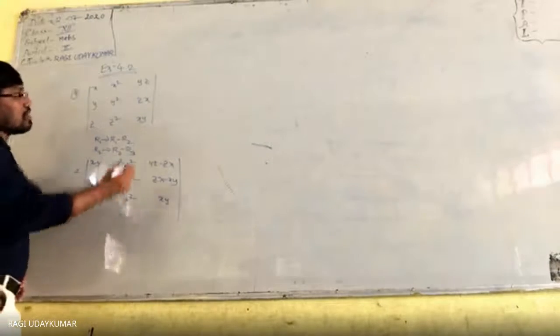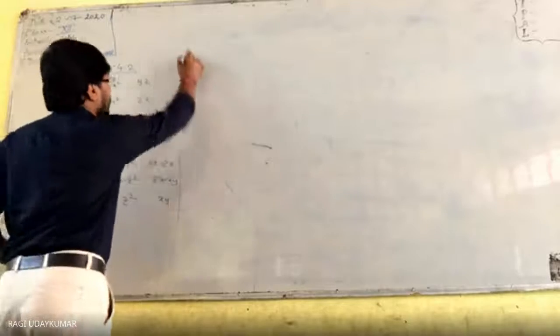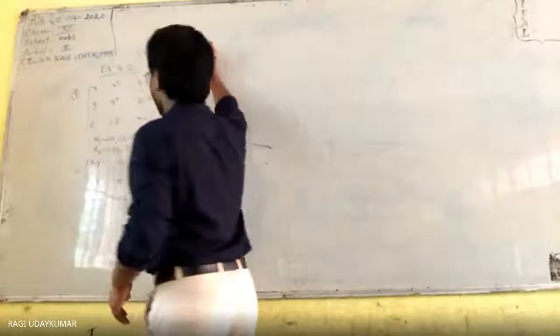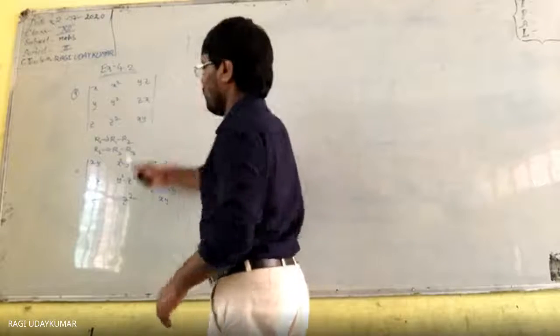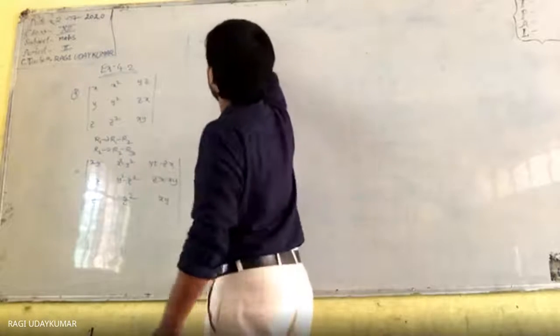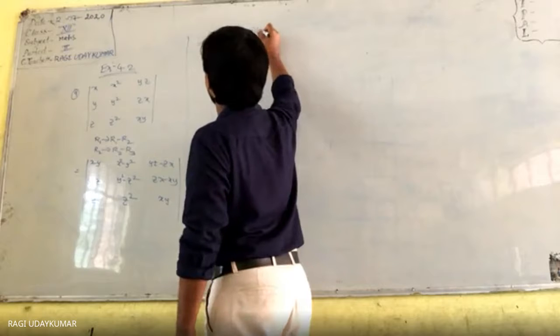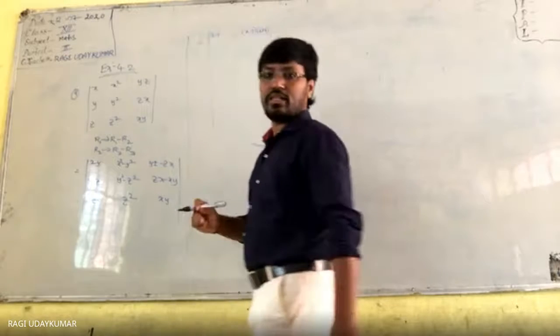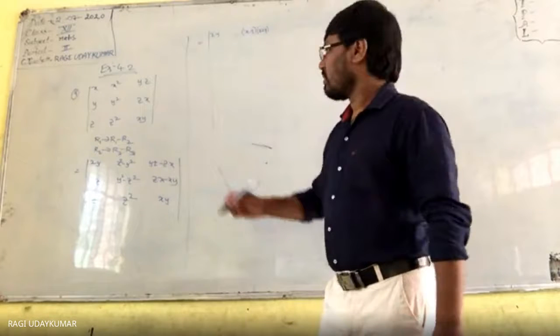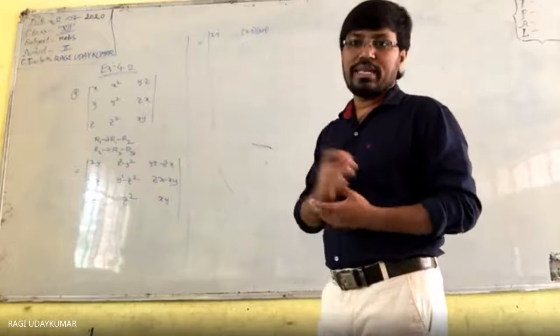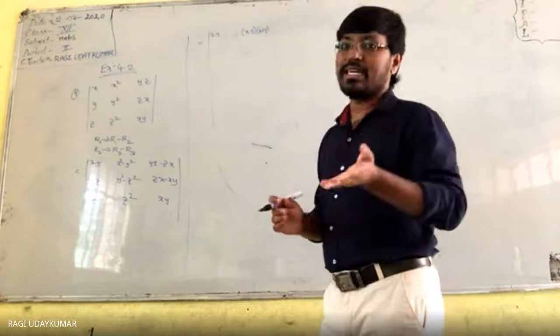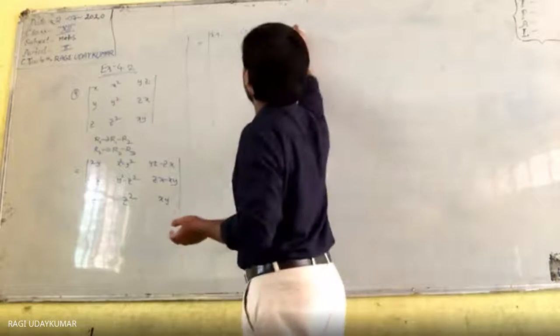Okay, I will write one more step to avoid confusion. So here what you write? First row: x minus y. X square minus y square can be written as x minus y into x plus y. The next thing is, from this we need to get x minus y. So for the minus z, you take a minus z common.